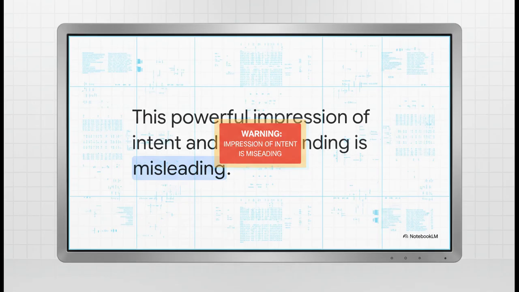We have to keep reminding ourselves that just because the output looks and feels intelligent, it doesn't mean the system has any real understanding or intent. It's an incredible pattern matcher, not a thinker.